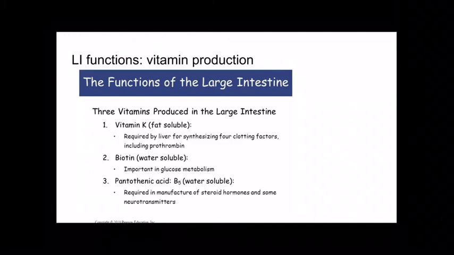Okay, so we're looking at the function of the large intestine, that is vitamin production. There are a few vitamins that are definitely produced by the large intestine. Those are vitamin K, biotin, which is B7, and pantothenic acid, which is B5. There are other B vitamins as well. Vitamin K is one of our fat-soluble vitamins, and it's important in blood clotting.